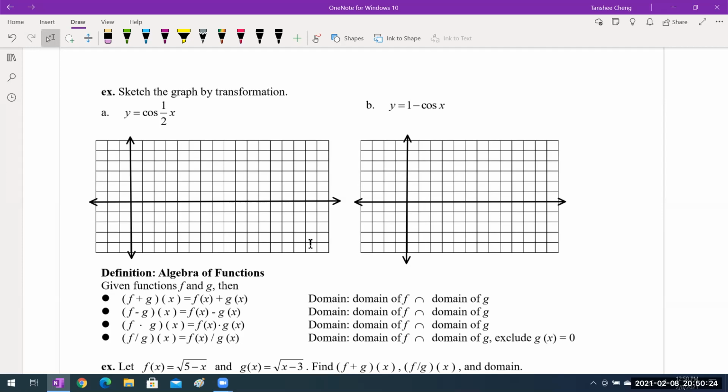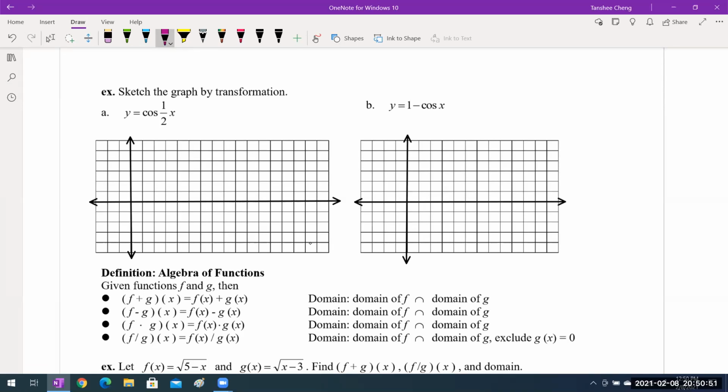Graphing cosine 1/2 x. We know that the range of the cosine is between 1 and -1. Cosine is a 2 pi period function. So I want you to see how this graph is being transformed.